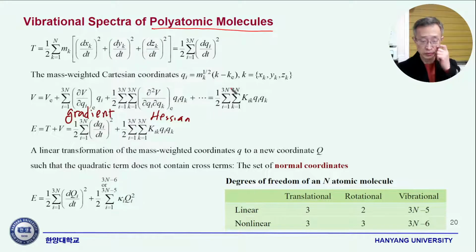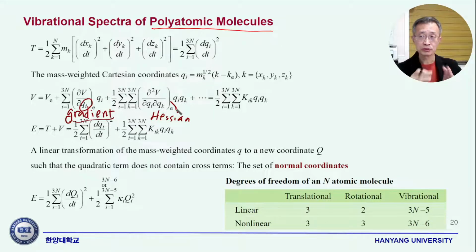So notice that the gradient is just a function of one coordinate, and the Hessian is a function of two coordinates. But somehow we diagonalize this so that there is no cross term. In that resultant coordinate, the Hessian doesn't have a cross term, meaning no off-diagonal element. So with no cross term, we call that a normal coordinate.